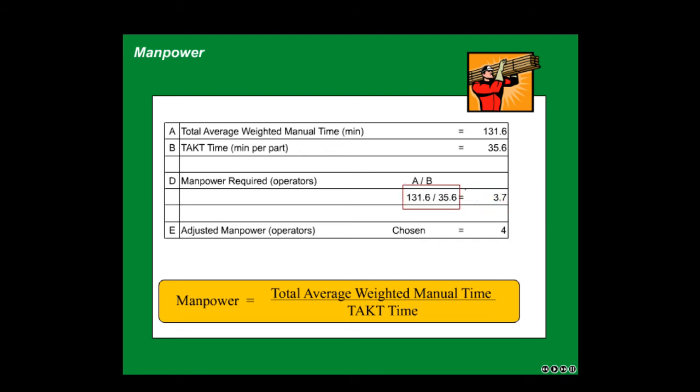In our case, we have a total manual time of 131.6 minutes and a tack time of 35.6 minutes. Dividing, we get 3.7 operators required. Since 7/10 of an operator is closer to 1 than 0, we would round up and require 4 operators in this one model cell. In this case, we have chosen to round up and may address areas for additional productivity in the future.